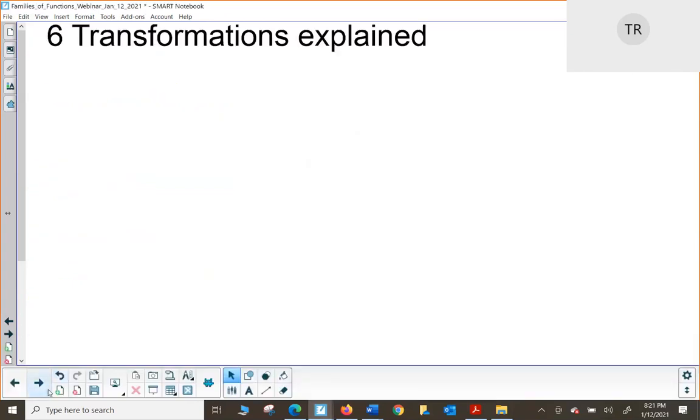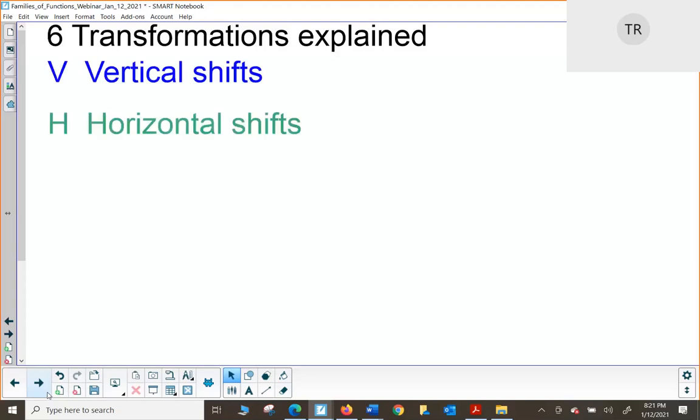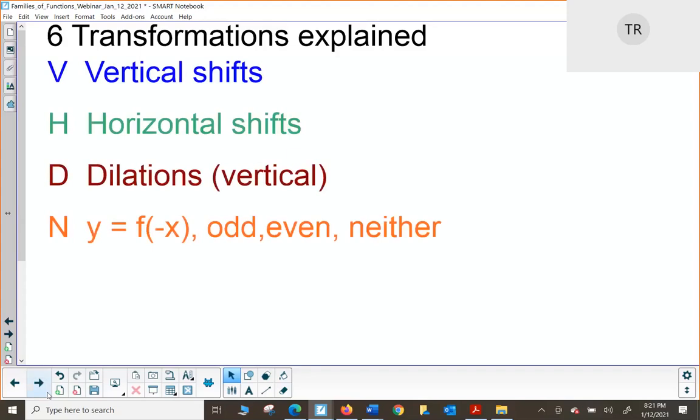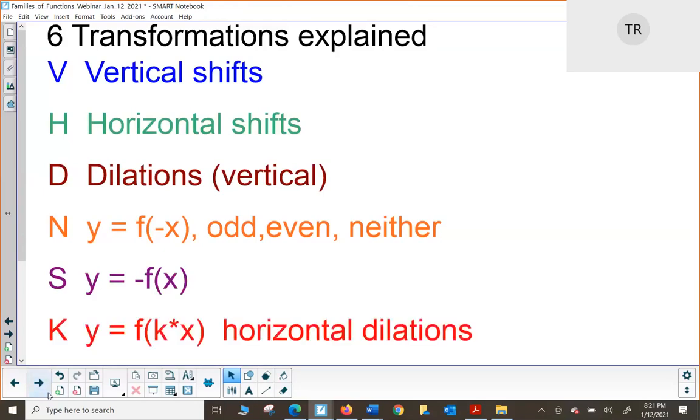So the next thing I want to talk about, we talked about the 6 transformations. I'd like to explain those a little bit so you know what to expect in the videos. They're vertical shifts. There's a video that explains that generically, why they are the way they are. And then each parent function has a quick one or 2 of them actually that goes with them. Horizontal shifts, dilations, vertical dilations, f at the opposite of x to see whether a function's odd, even, or neither. The opposite of a function, and an f at some constant times x, which are horizontal dilations. So those are the 6.